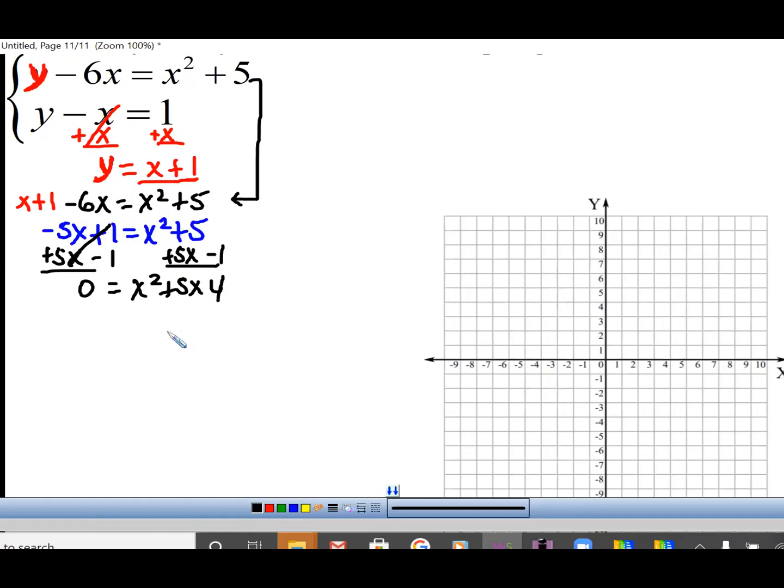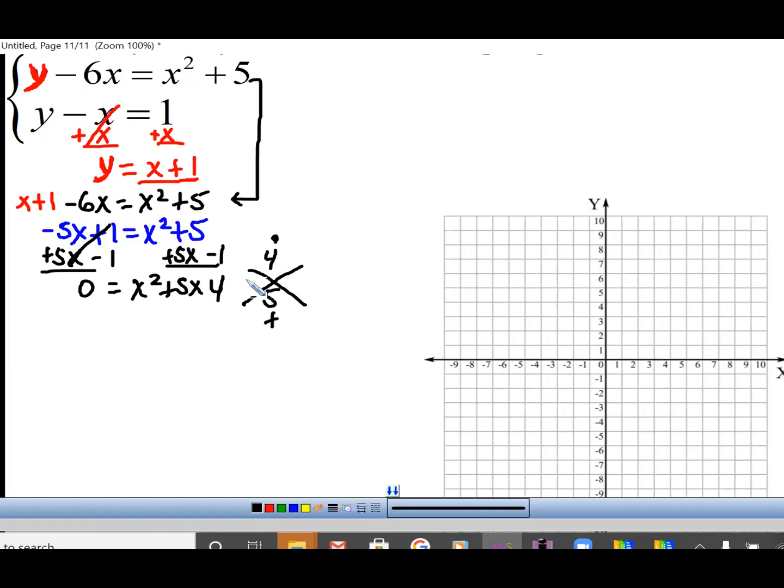Is it equal to 0? Yes. Is it a quadratic equation? Yes. And at this point, we would decide which method to use, but I said today, in order for us to solve this quadratic equation, we're going to use factoring. So we got 4, we got 5. Factors of 4 that add up to 5.